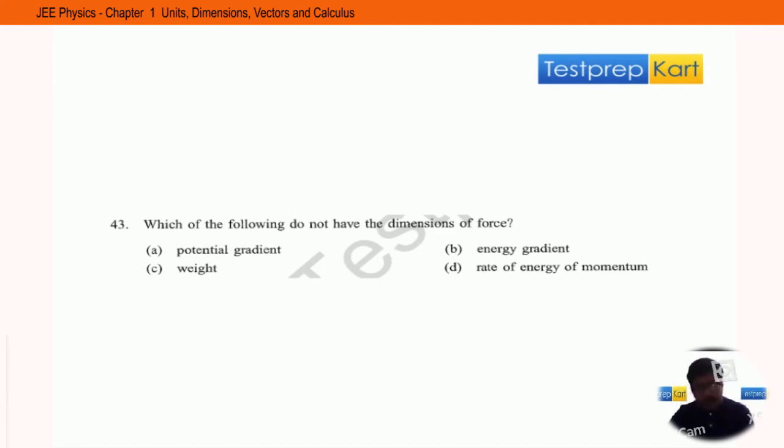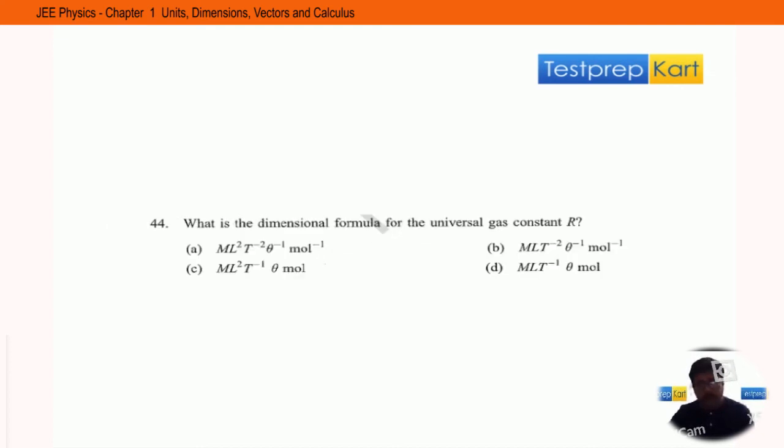The dimension of force is ma, which gives MLT to the power negative 2. Answer will be A. Now, what is the dimensional formula of universal gas constant R? So the answer is this, A.